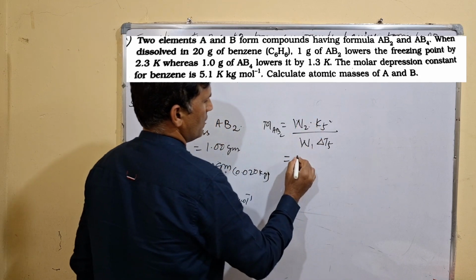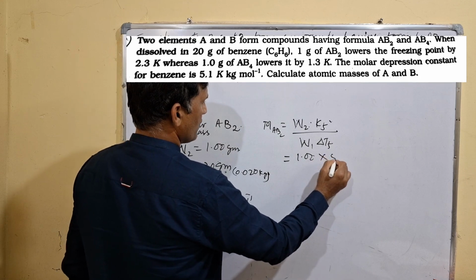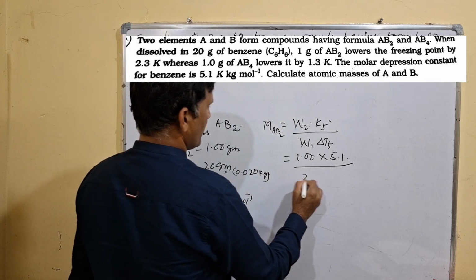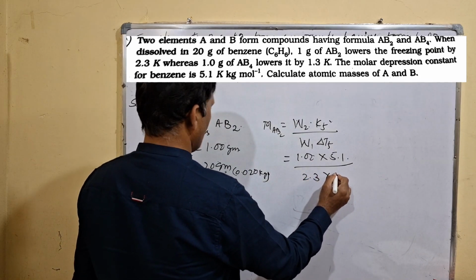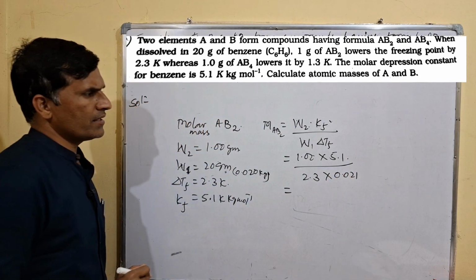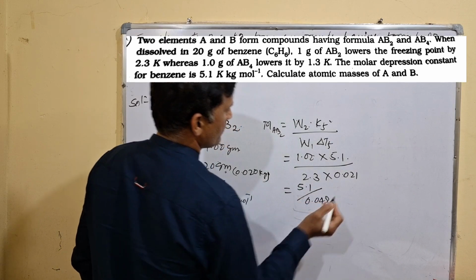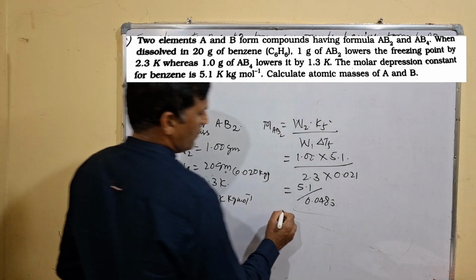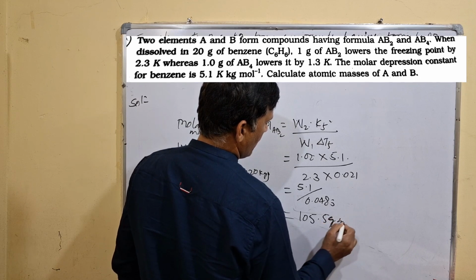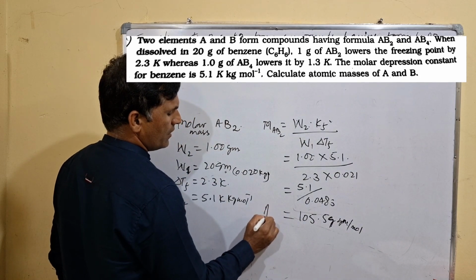So W2 is 1 gram into Kf, which is 5.1, divided by delta Tf, which is 2.3, into W1, which is 0.02. So therefore you will get the answer as 5.1 divided by 0.0483. So you will be getting molar mass as 105.59 grams per mole. It is the molar mass of what? AB2.